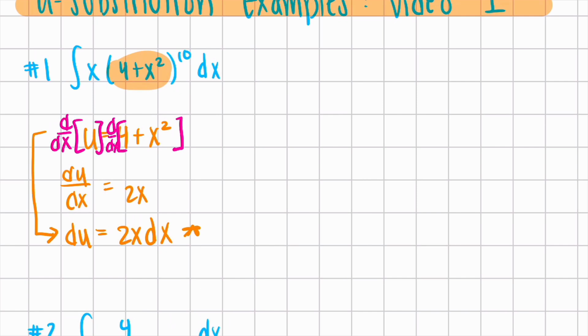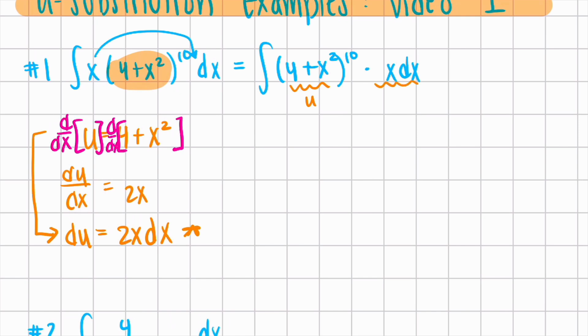Now, if I look at my problem, I'm going to reorder it a little bit. I'm going to move the x next to the dx. What I want to do is rewrite my problem in terms of u, because the way it is right now with the x's in it, I'm going to have a hard time integrating it. So when I replace things with u's, the idea is that it looks easier. Now notice that 4 plus x squared, I'm going to replace that with u.